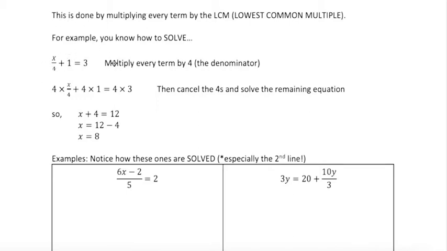So what we can do is multiply every term by the denominator. In this case, it happens to be 4. So I'm multiplying 4 by x over 4, and I'm multiplying 4 by 1, and I'm multiplying 4 by 3. The reason I do that is because this way it gets rid of that fraction. So 4 divided by 4 is 1, so I'm just left with x. 4 times 1 is 4, and 4 times 3 is 12. And then it becomes something that we know how to solve.